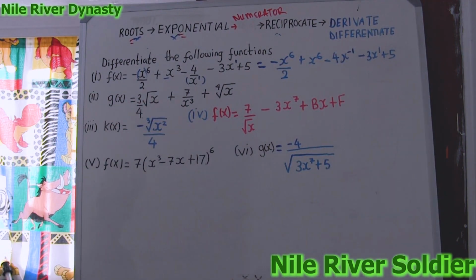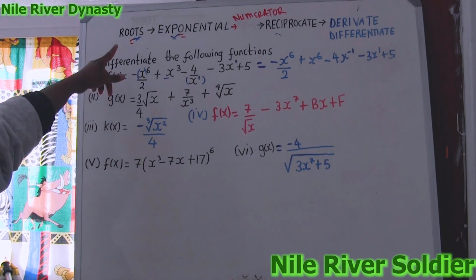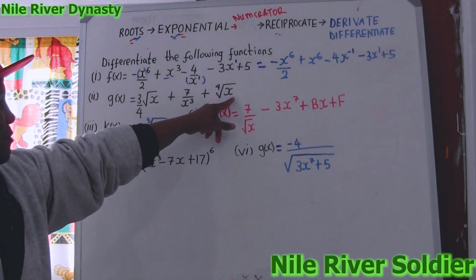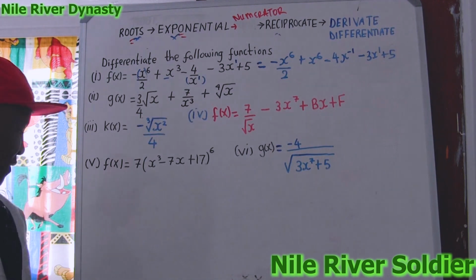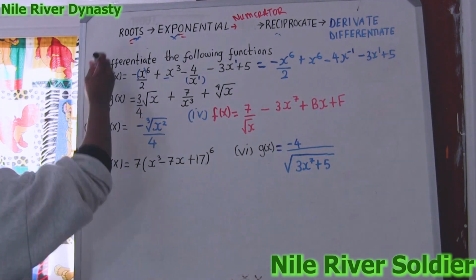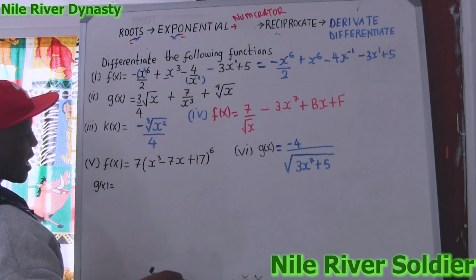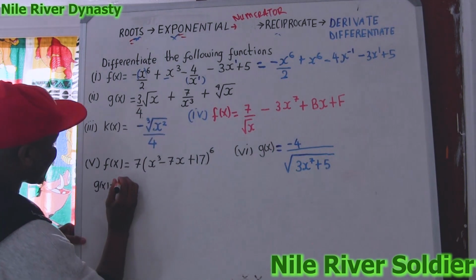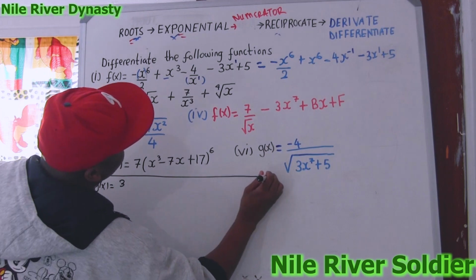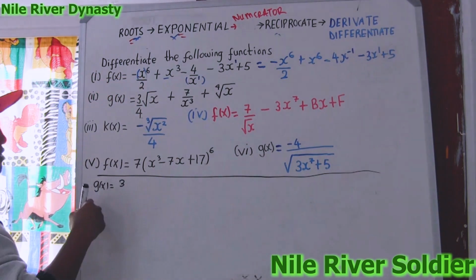Now let's go. So question number 2 is easy. So what I'm going to do first, any root we have, yes, there's a problem here. So that root must be turned into an exponential as the first step. Cool. Now let's go. So this is going to be g of x equal to 3.